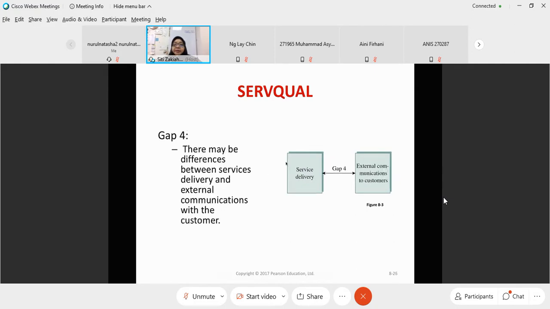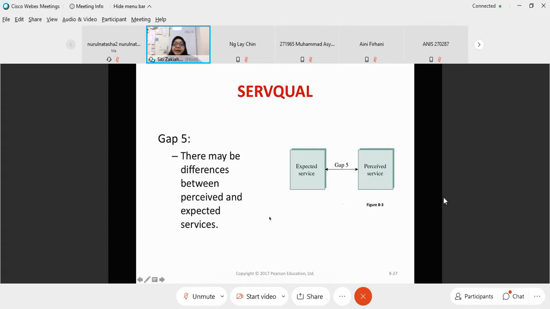Gap 4 is between service delivery and the external communications to the customer. So do you tell the customer that they can expect to be served within 2 minutes, but actually your service delivery is 5 minutes? So there is always a gap. That is the reason for a customer to be happy or not happy.